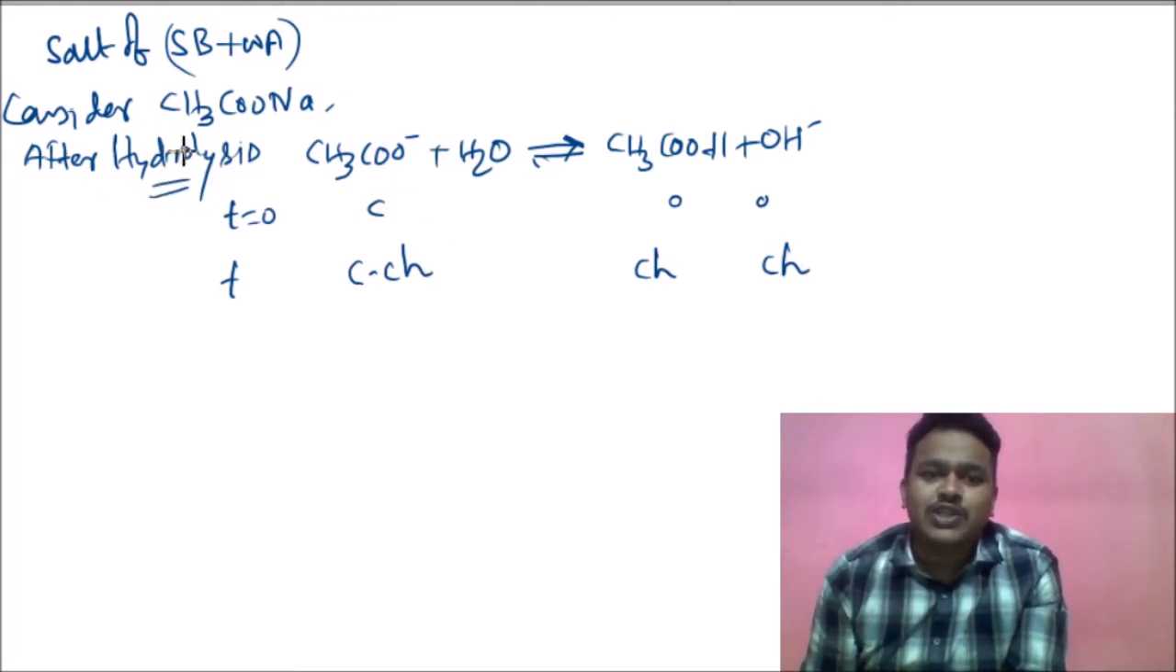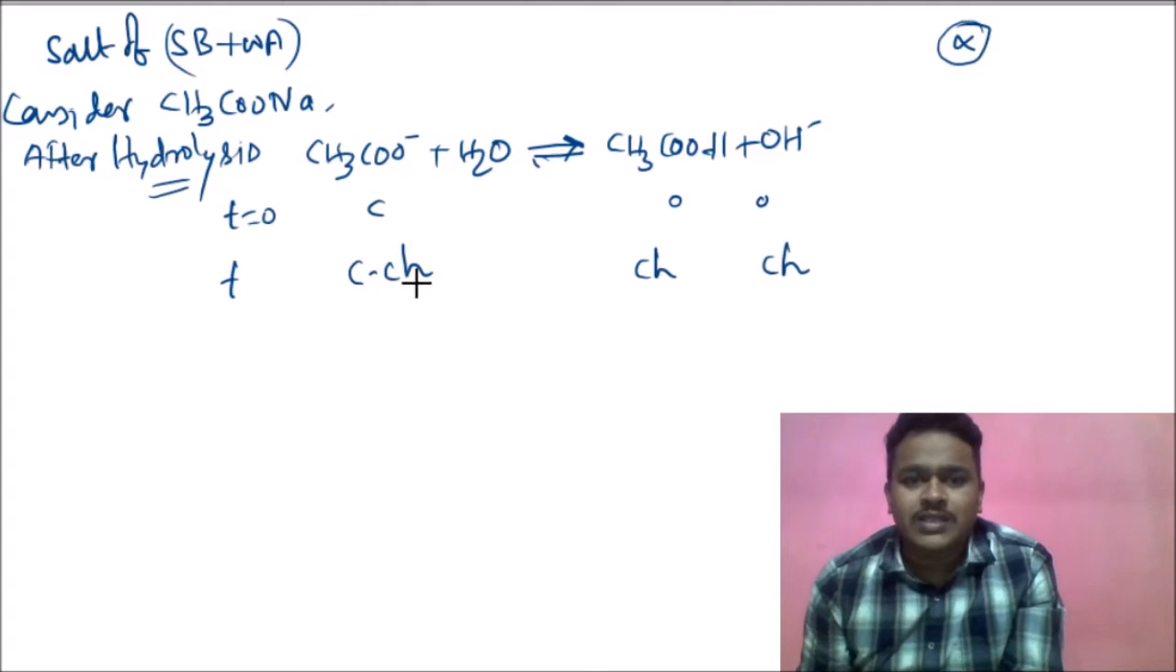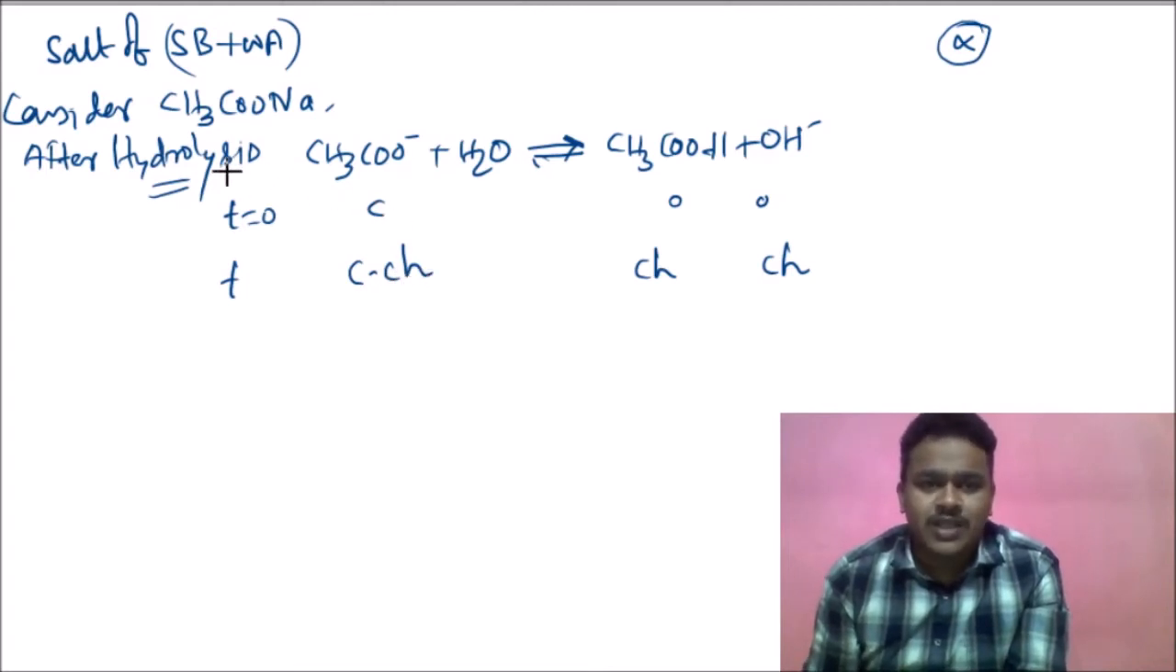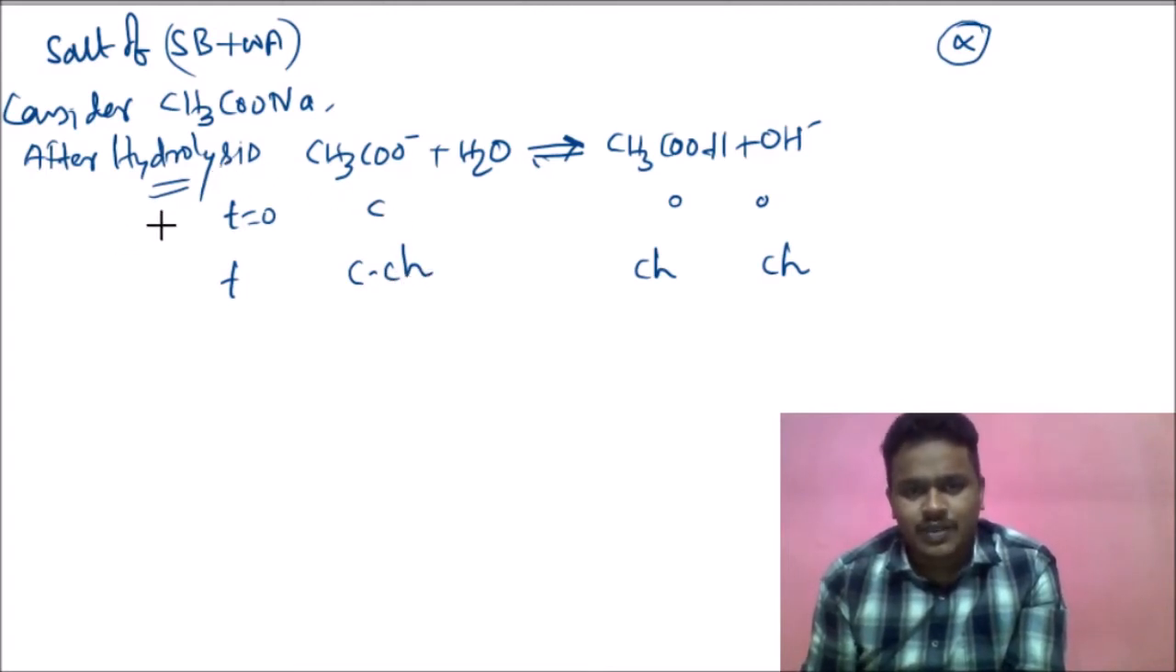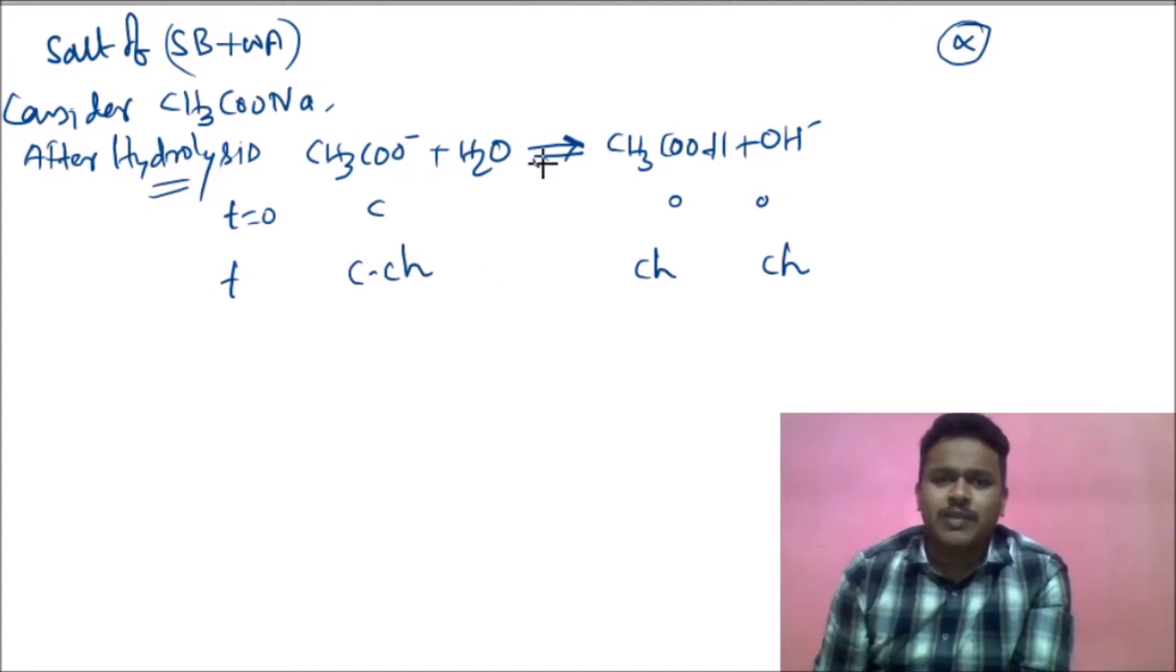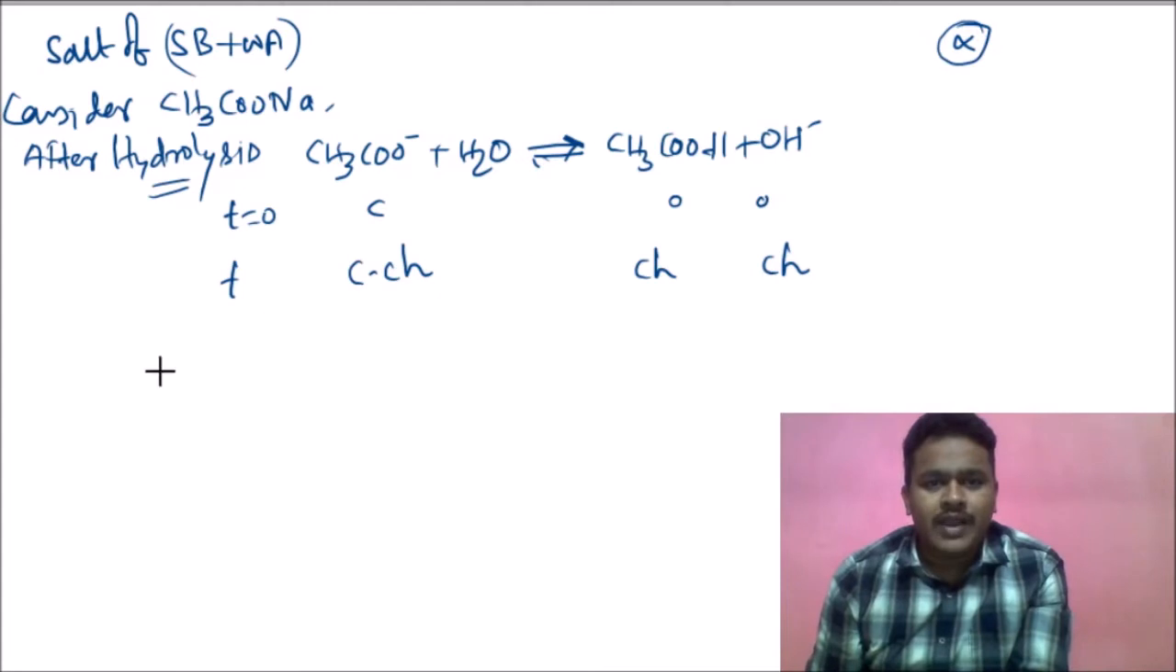Any other dissociation means you can use the alpha value. Here Ch, h I am using because this is hydrolysis. For this one, it is at equilibrium, so there will be an equilibrium constant, some K. What can I write? Products. What is the product here?